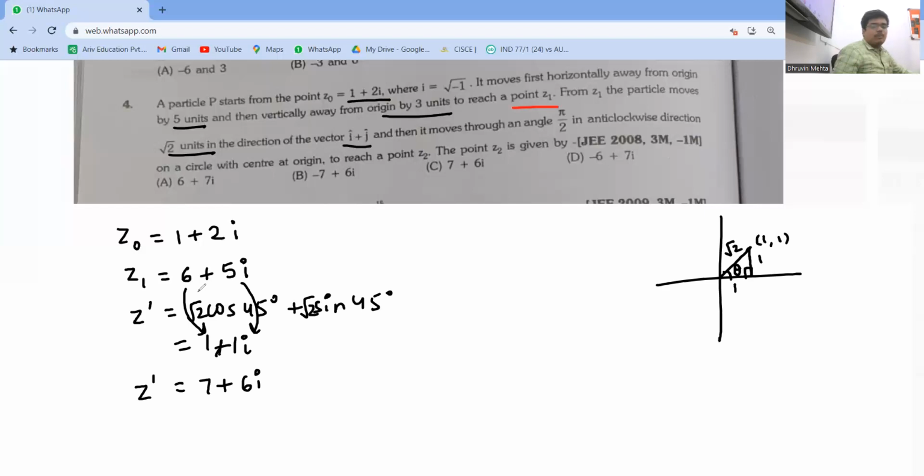Yeah, because at the end it's a complex number, right? We are in complex plane, so it's a complex number. To jo sin wala component hai, that is actually imaginary part. Polar form cos theta plus i sin theta. Haan, sin theta wala part is always imaginary part. Aur fir humne jo z1 se start kiya tha usme add kar diya to 7 plus 6 i aaya. z dash ka coordinate 7,6.